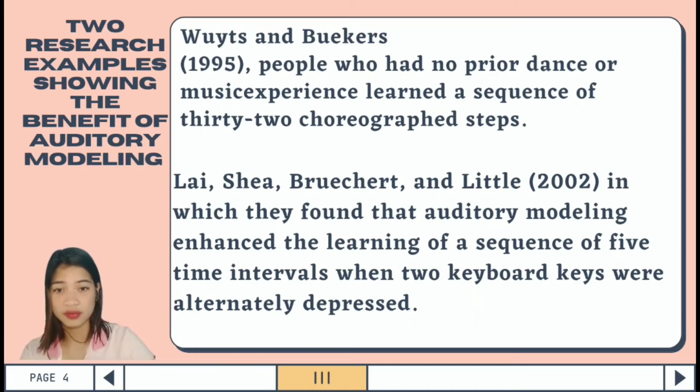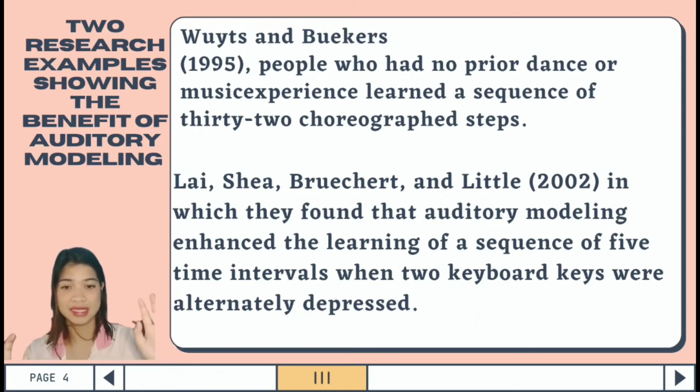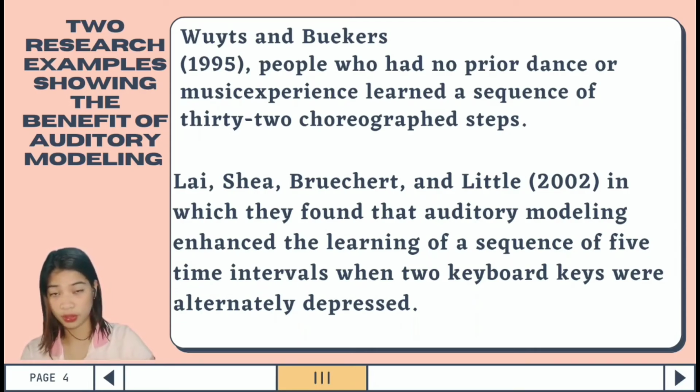On the other hand, in the experiment by Lai, Shea, Bruechert, and Little 2002, they found that auditory modeling enhanced the learning of a sequence of 5 time intervals when two keyboard keys were alternately depressed. Before each practice trial, participants heard a sequence of tones that represented the timing of the sequence they were to learn. So in that way, auditory modeling works better.